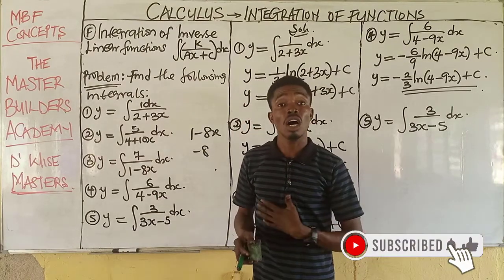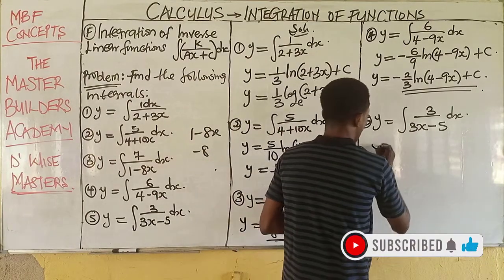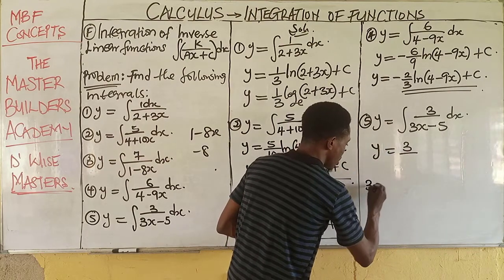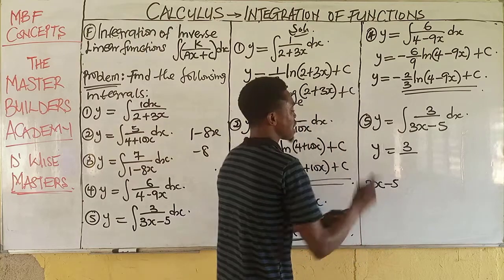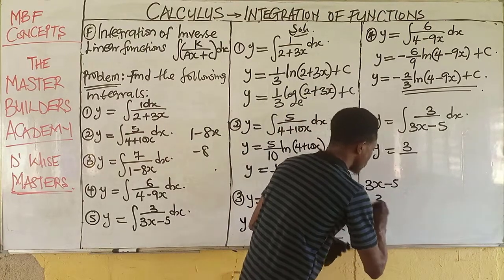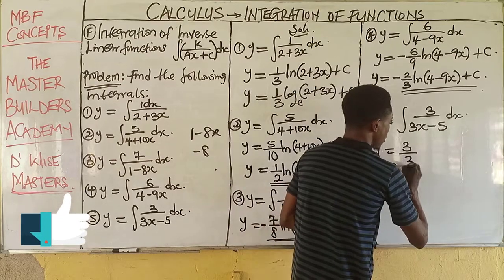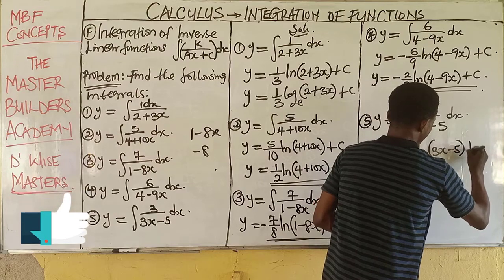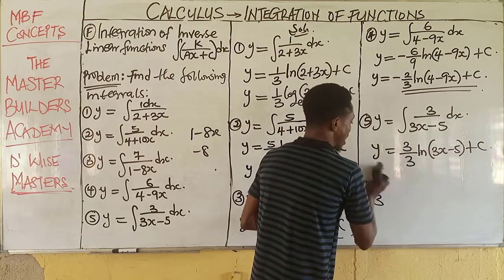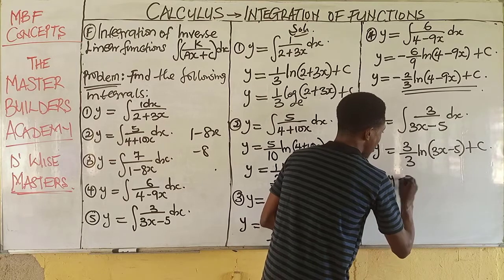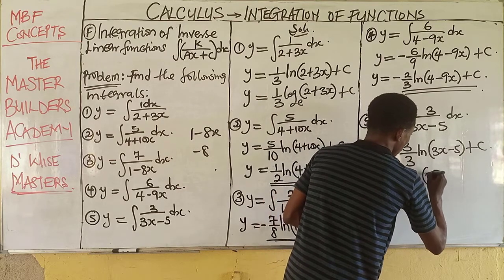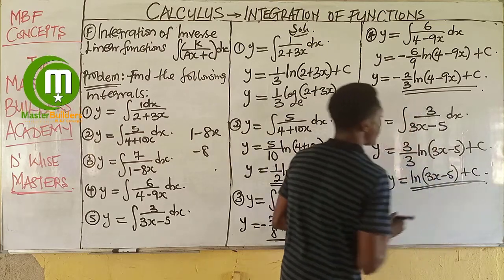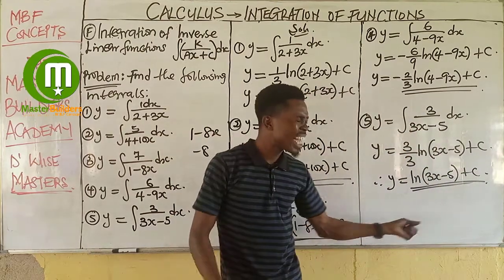And how do we solve this? All that we need to do is to put down y, put down the numerator, all over. Now, differentiate the denominator, which is the function of x. When we differentiate 3x minus 5, we have 3. Then we put down 3, ln of the denominator, 3x minus 5, plus c. Now, 3 divided by 3 is 1. Therefore, our answer becomes ln of 3x minus 5, plus c. This is the answer to this very question.